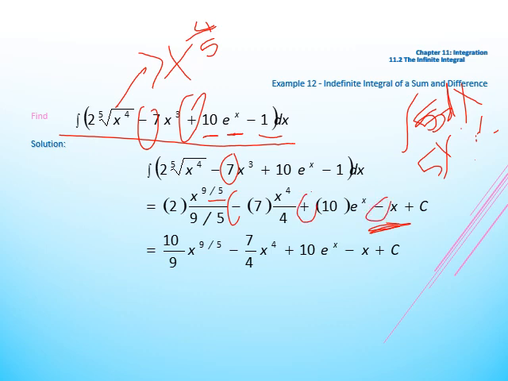So we got this result, which is equal to 10 over 9, or maybe it's 9 over 10, over 9 roots here, the fifth root of x to the power 9, which may be written in this form, minus 4 over 7 x to the power 4 plus 10 e to the x minus x plus constant, our constant c.